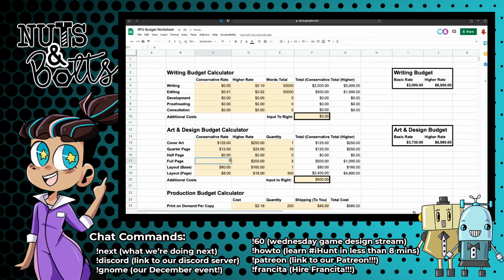And full-page art, also, we're going to do 5 of those. And those are going to be $50 each. I don't know why, but this is just arbitrary. It's what we discussed with our artist.